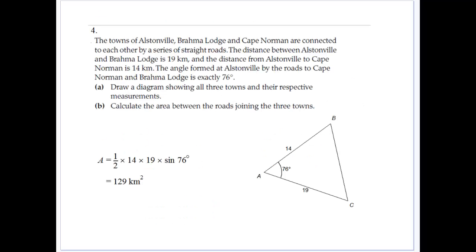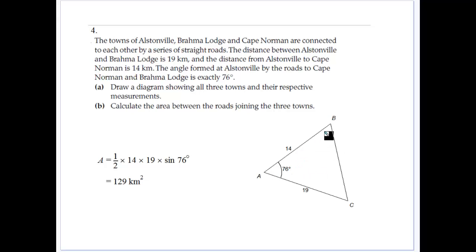So here's one written in words. You've got three towns connected by a series of straight roads, and we've got that from A to C is 19, and from A to B it would be 14. So when we set it all up, the angle formed by the roads at Alstonville is 76 degrees. So we calculate the area between the roads joining the three towns.